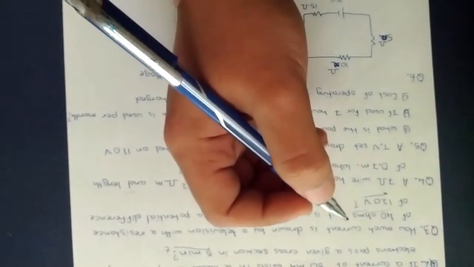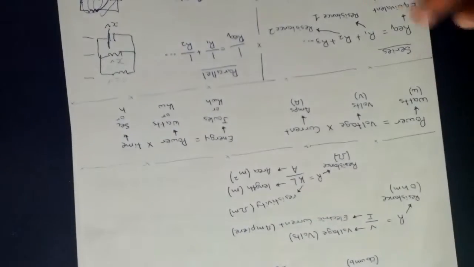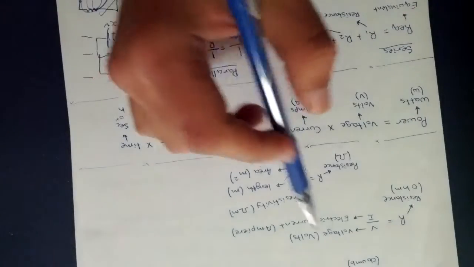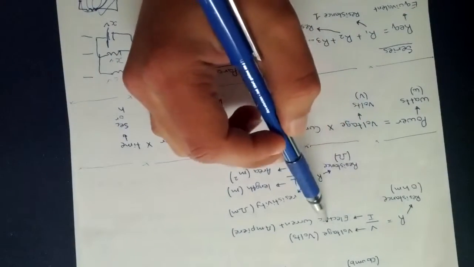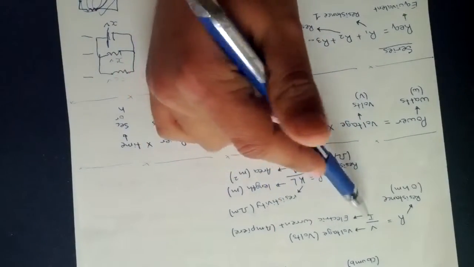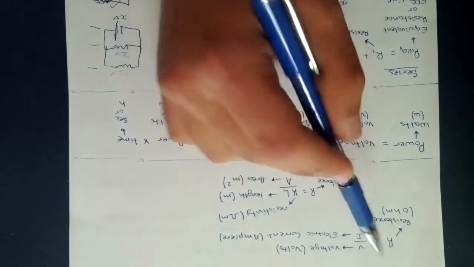So from doing this, what are we supposed to find? We're supposed to find the current. So we look at this, and we already know there's resistance and voltage involved. So resistance and voltage, and we need to find electric current. So we would use Ohm's law, which is R equals V over I.